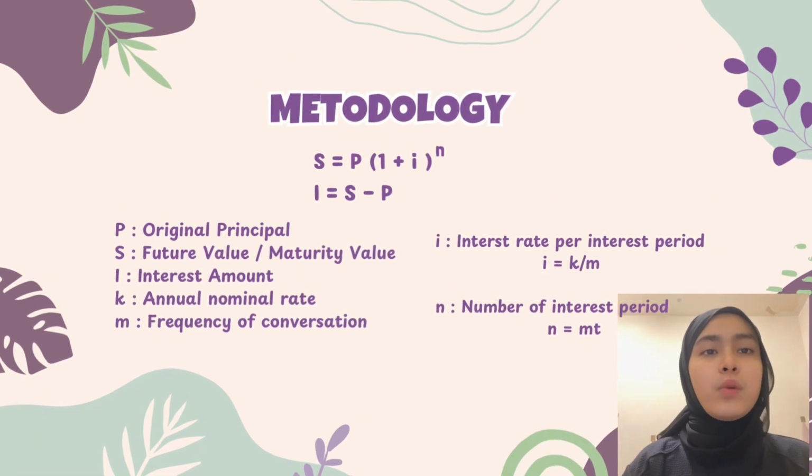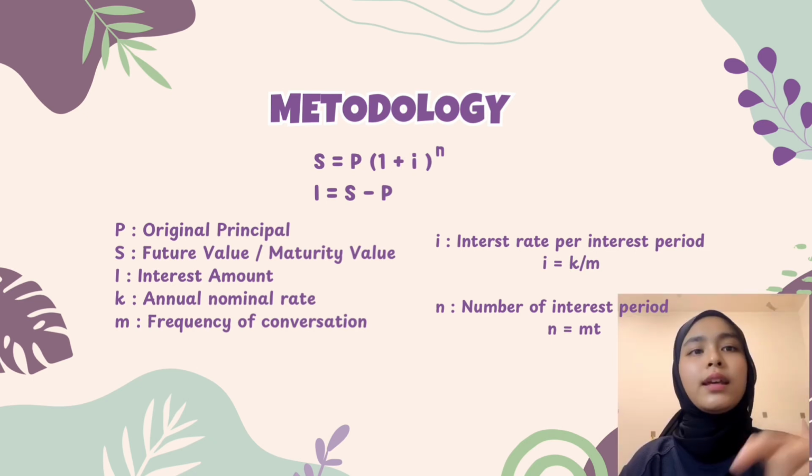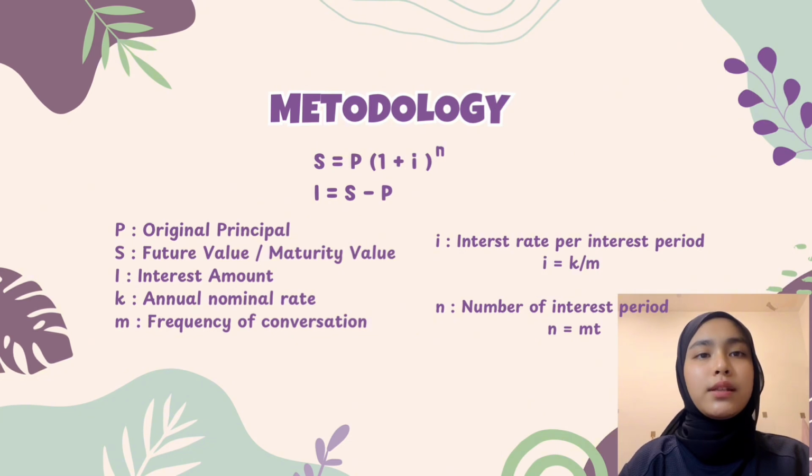First is S equals P(1 plus i) to the power of n, and I equals S minus P. P stands for original principal, S is future value or maturity value, I is interest amount, K is annual nominal rate, m is frequency of conversion, i is interest rate per interest period, which is i equals K divided by m, and n is number of interest periods, which is n equals m multiplied by t.